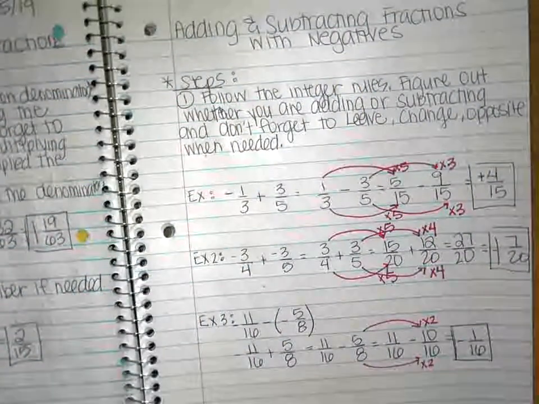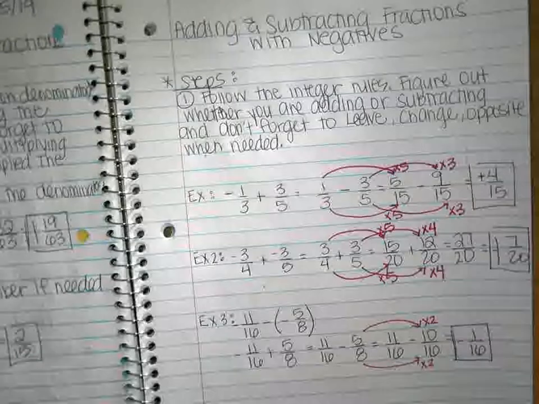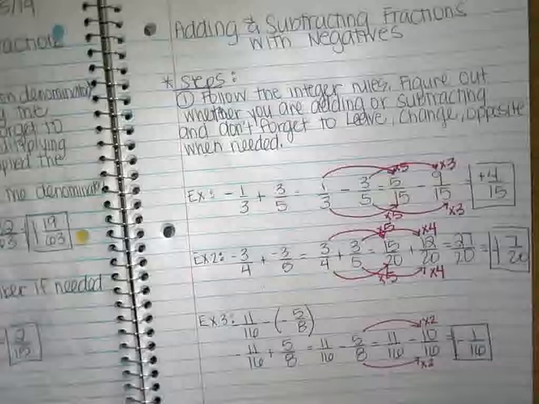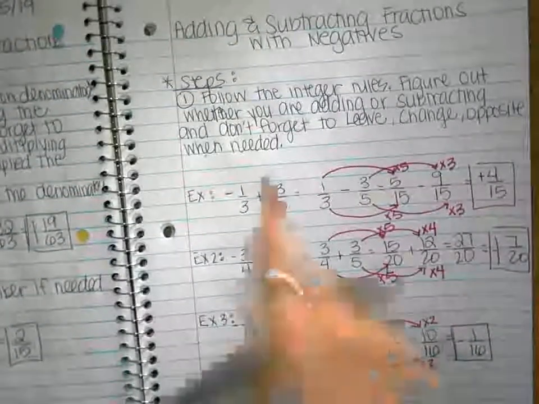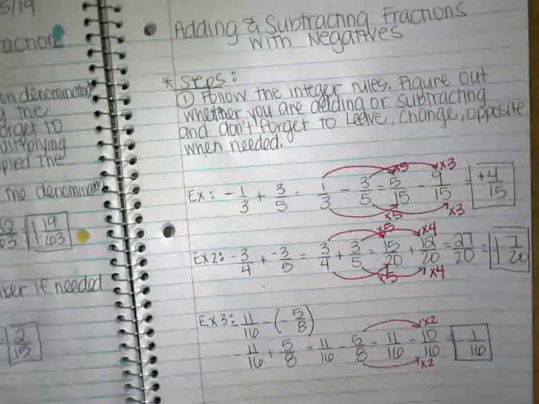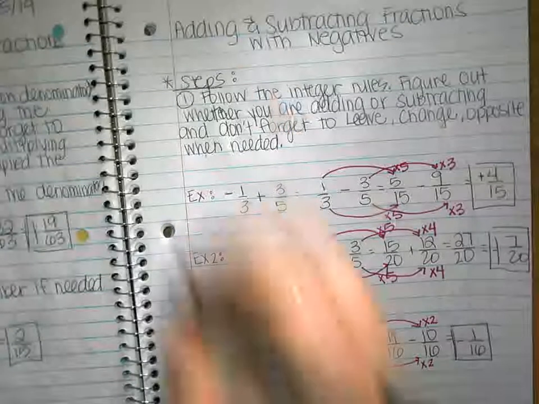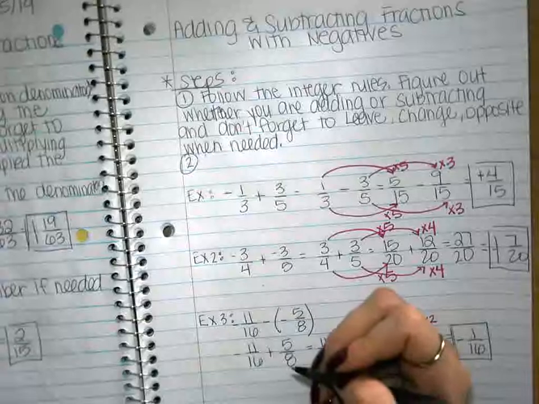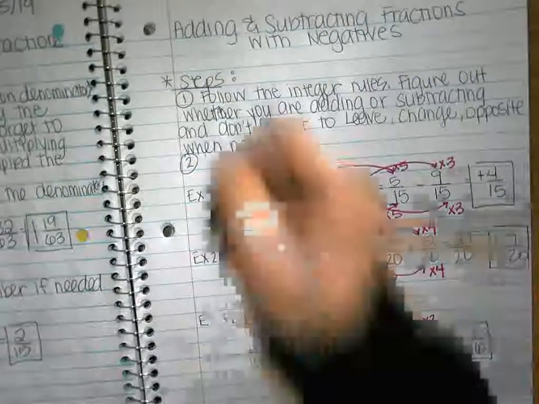Are we assuming in our book that they know how to do the integer rules? Or are we going to have to say how to do the integer rules? Nope, you can write it just like that. Yep, assume that they know how to do it. Step 2, follow steps from yesterday.